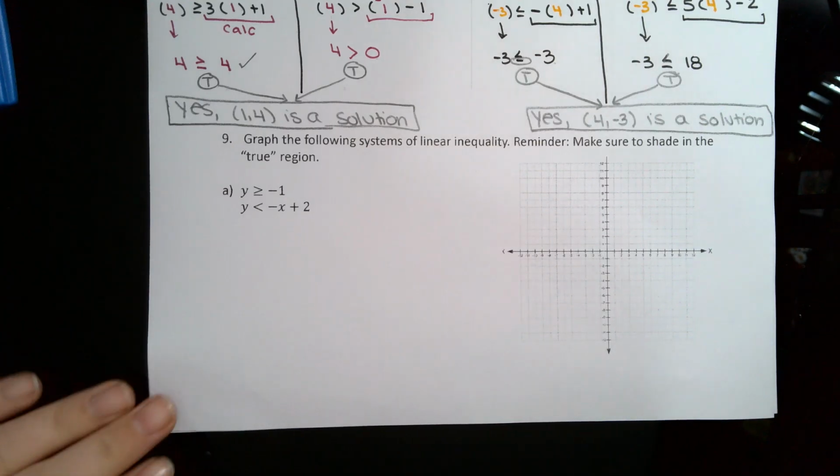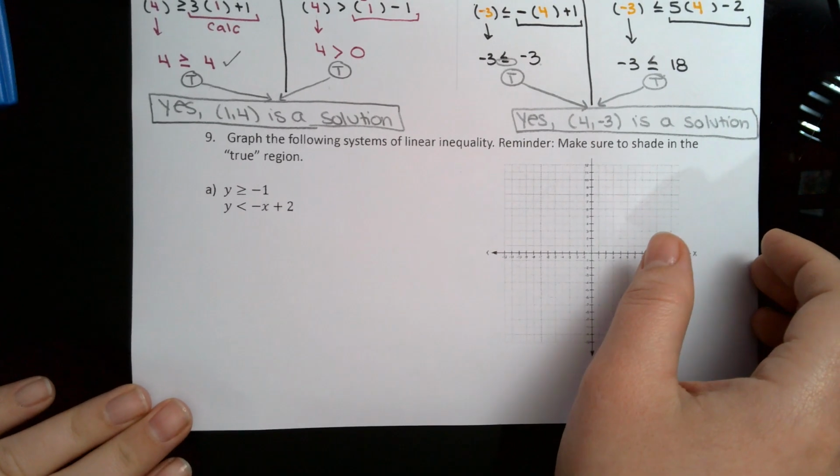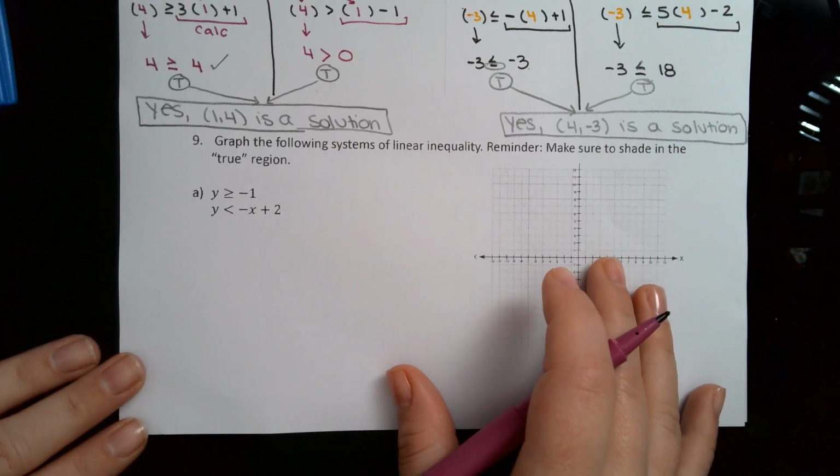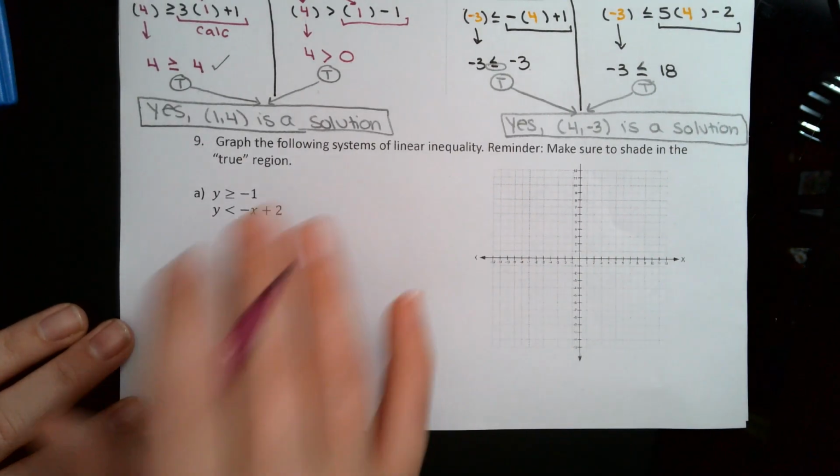All right, let's go ahead and continue. Question number 9 is graph the following systems of linear inequalities. Reminder, make sure to shade in the true region. All right. So in class, we worked with some patty paper. We did the first inequality shaded. We did the second inequality shaded. We copied them on patty paper, and then we took our information and graphed the system.